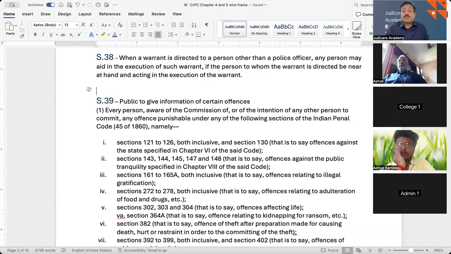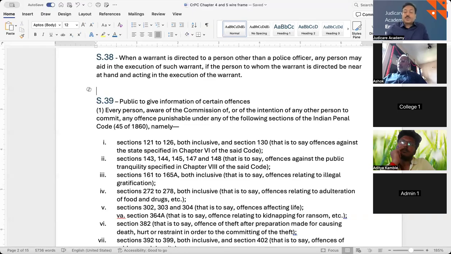What is most important in what CrPC says through this clause is that the execution of the steps of the legal judicial system, the legal machinery, should not be blocked just because, for some valid reason, a police officer is not around. So if a warrant is directed to a non-police officer, that person can also assist in executing that warrant.